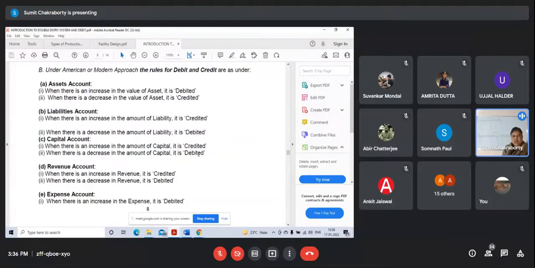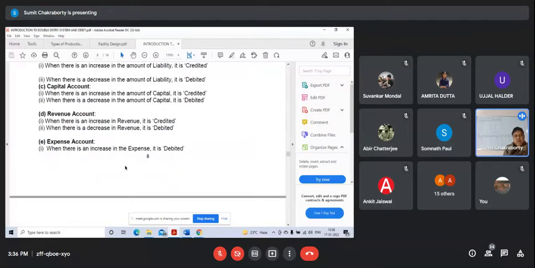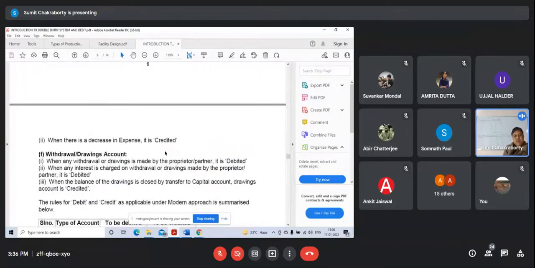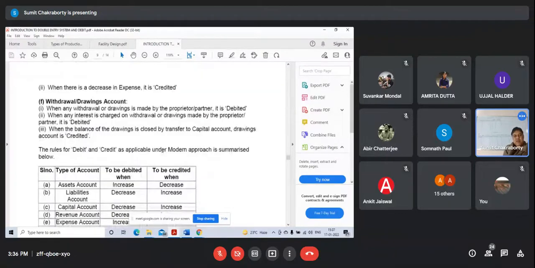I am going to illustrate this further on the board. Revenue account, because this is important. Revenue account. When there is an increase in revenue, it is credited. When there is a decrease in revenue, it is debited. You will automatically understand when you prepare the revenue expenses, those things, income statement, you will understand it better. Expense account, when there is an increase in expense, it is debited. When there is a decrease in expense, it is credited.